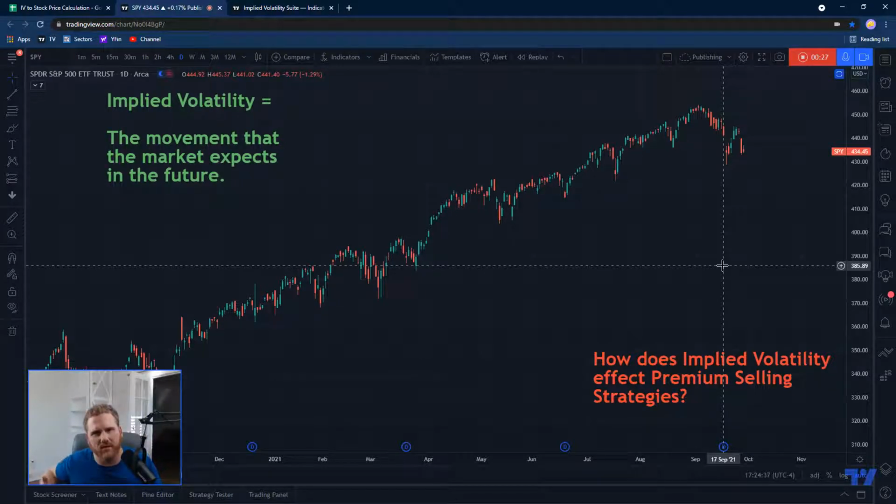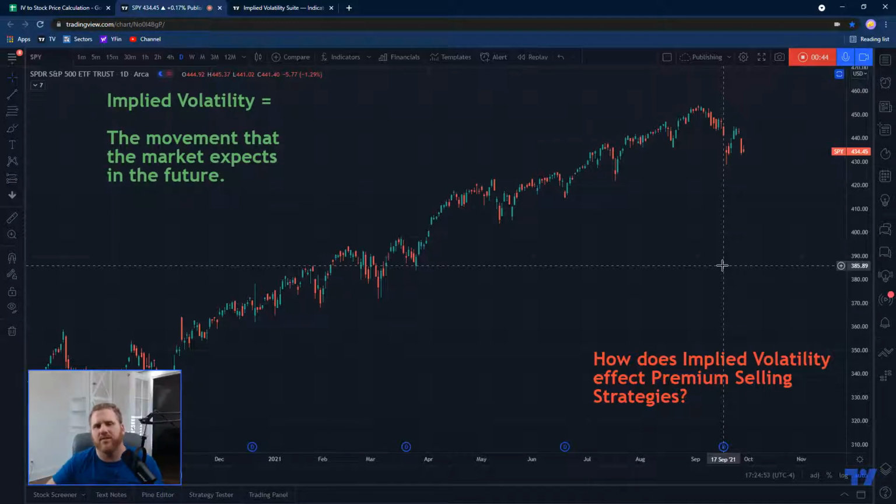So, what is implied volatility? It's basically what the market expects the move to be, and it prices options accordingly. People are buying and selling options all the time for a certain price, and that is what they are pricing, the probability of this happening.